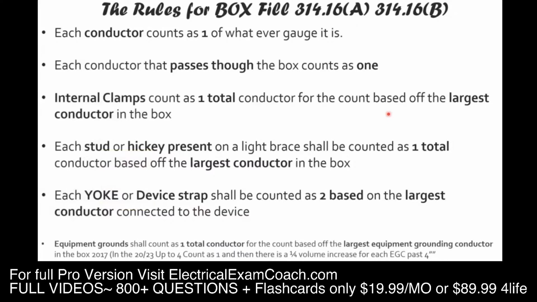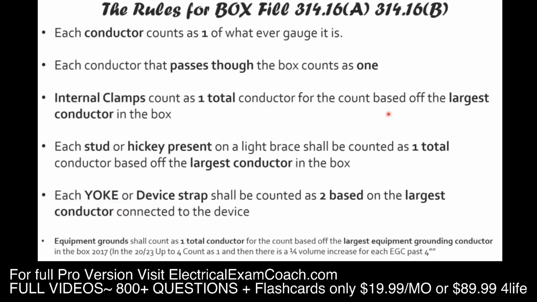Now let's deal with equipment grounding conductors. Let's deal with the 2017 first. If you are on the 2017 code, this is how you deal with equipment grounding conductors that are in the box. It's only counted as 1 total based off the largest conductor in the box. Meaning it doesn't matter if you have 10 equipment grounding conductors, they all only count as 1 for your count total, and it's based off the largest conductor that's in the box. So if I have 10s and 12s, it's only going to count as one number 10.